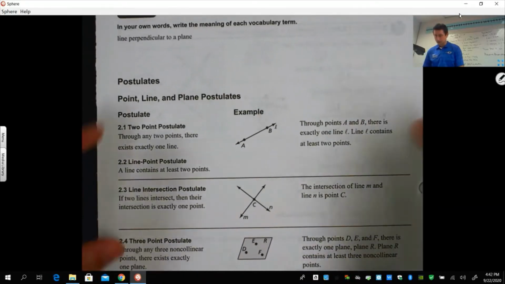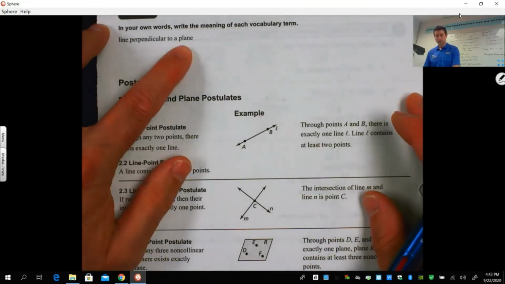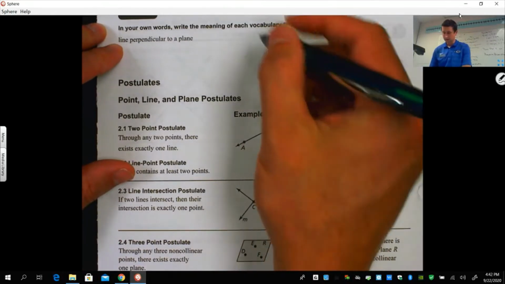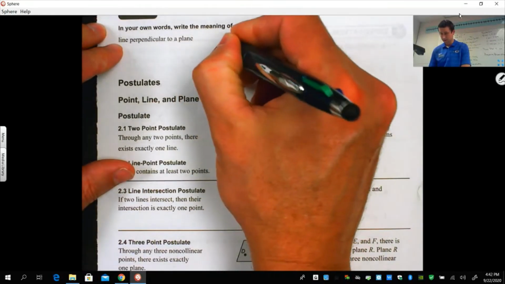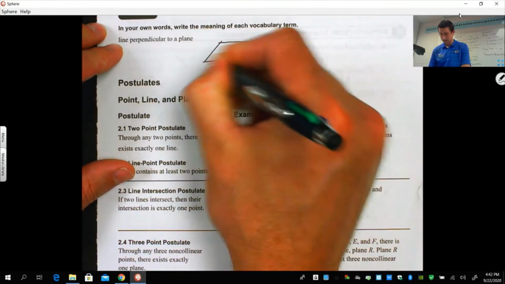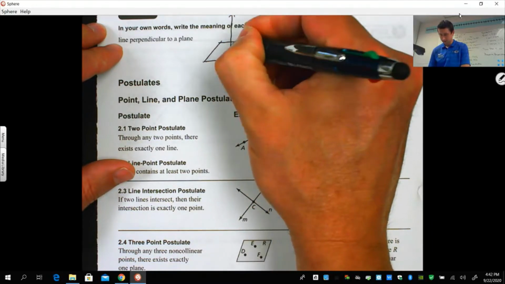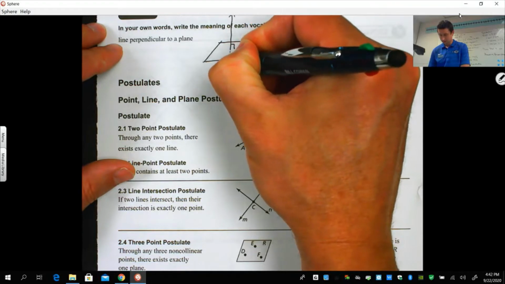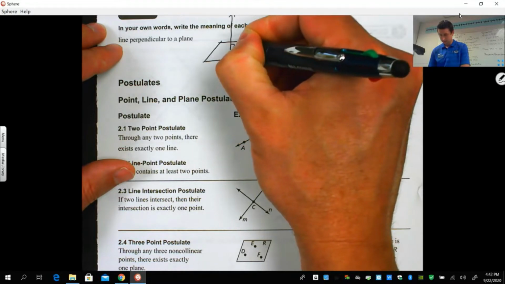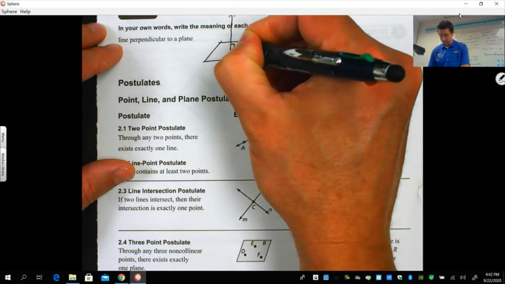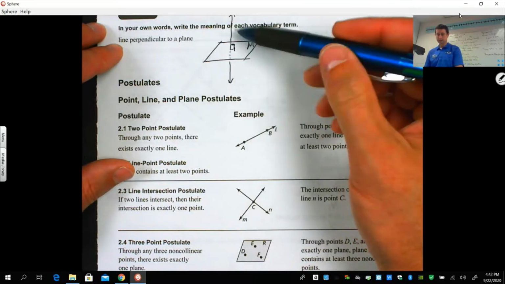Okay, so the vocab here is a line perpendicular to a plane. That is just a single line that goes straight through a plane, and you'd have to label it if this is plane M. Here's your line. You can label it with a right angle, okay? And usually that's the bottom one. So that's a line perpendicular to a plane.